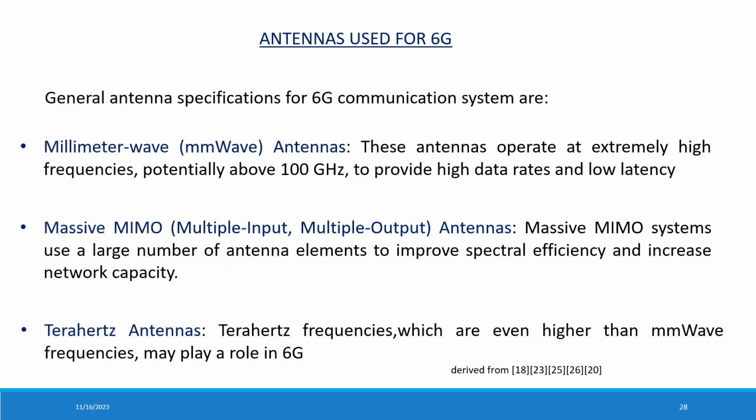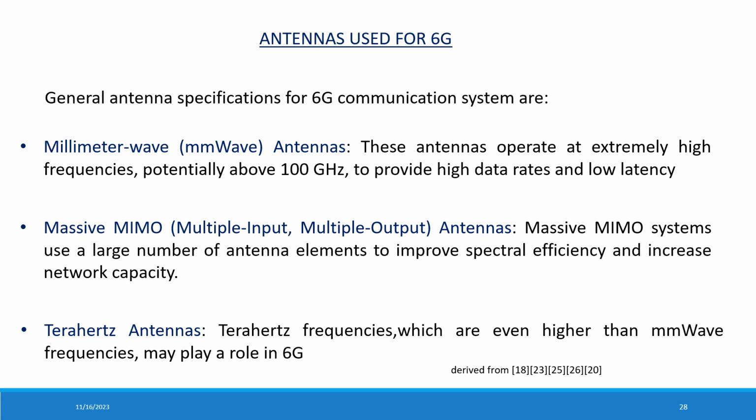Then the antennas used for 6G. General antenna specifications for 6G communication systems are millimeter wave antennas, that is potentially above 100 GHz, that provide high data rate and extra low latency. Then the massive MIMO, that is multiple input multiple output antennas, that uses a large number of antennas to improve the spectral efficiency and increase network capacity.